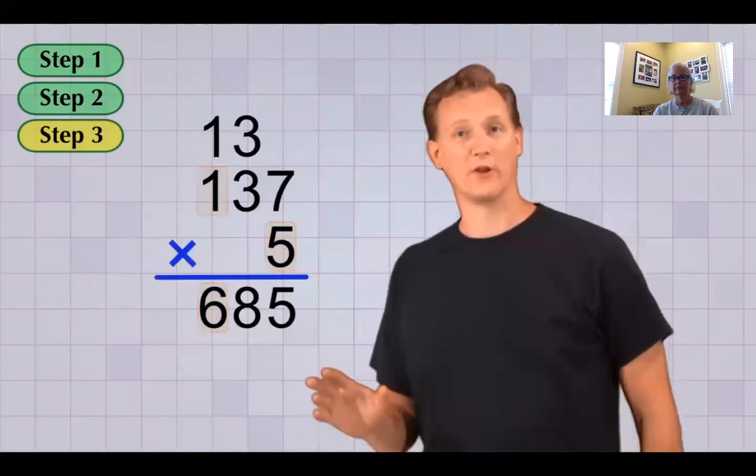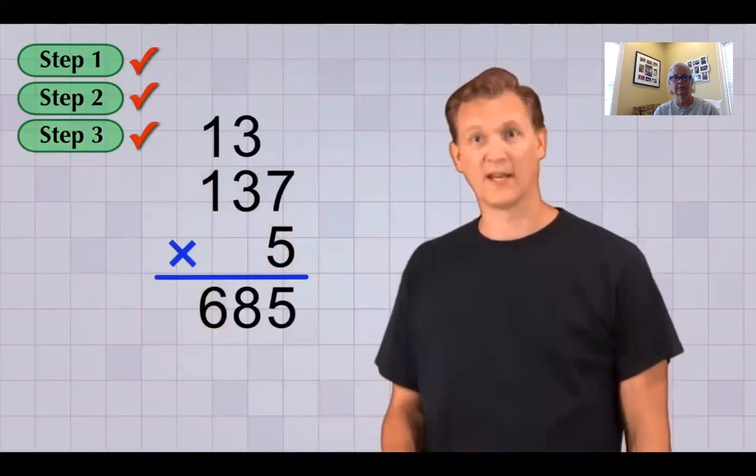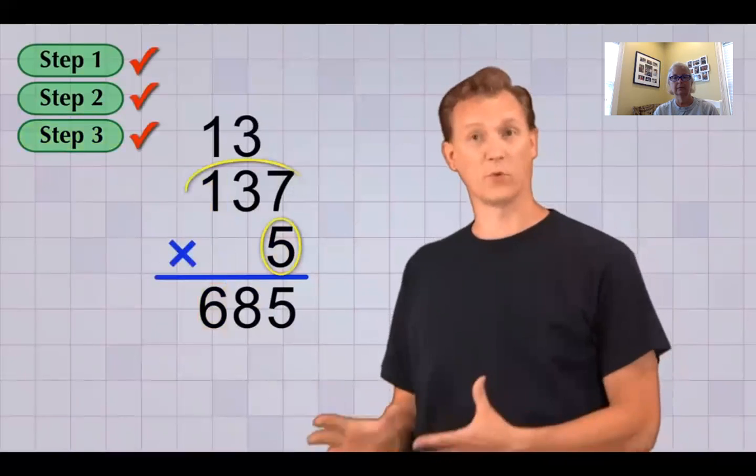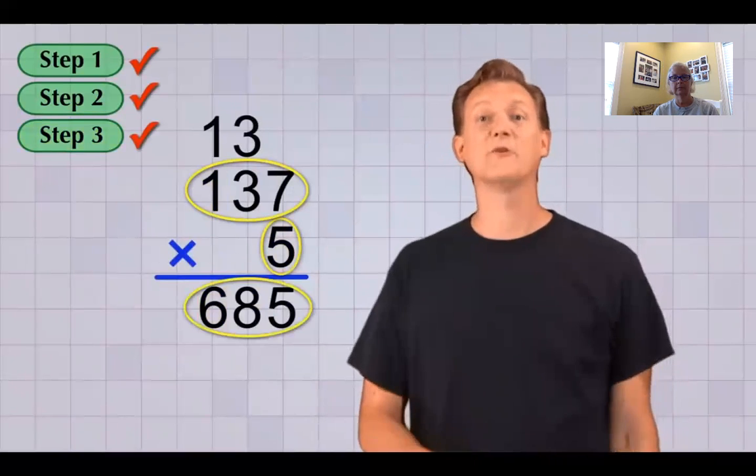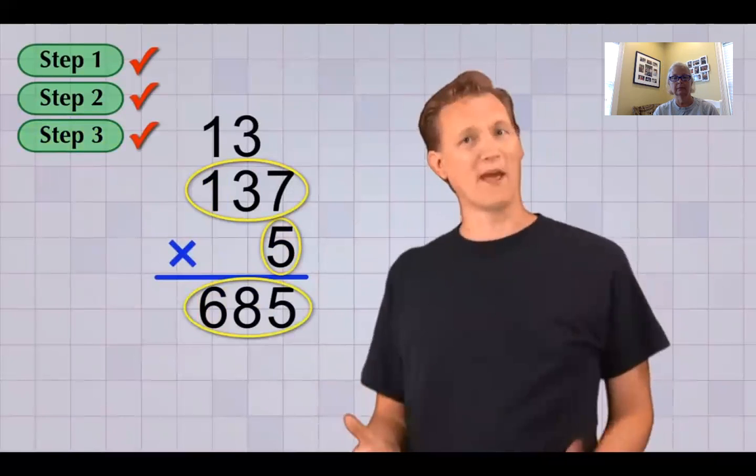Okay then, we've done all 3 of our multiplication steps, and the answer to our problem, 5 times 137, is 685. Now that wasn't so bad, was it? Let's try one more example before you practice some on your own.